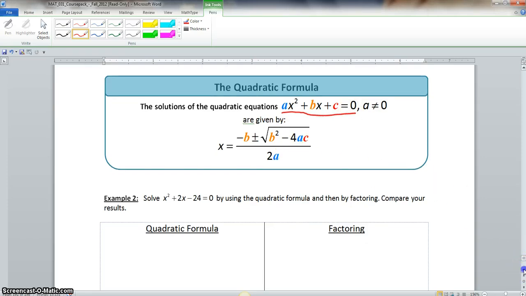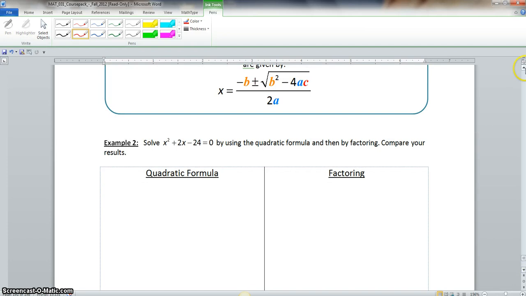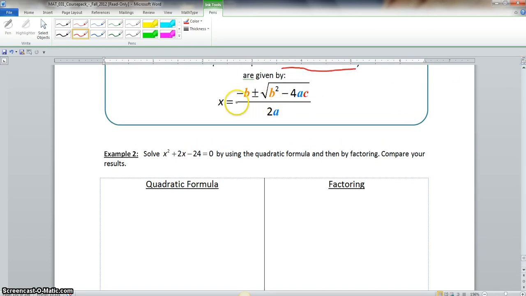Okay, now, one other thing I want you to notice. I want you to notice here that this division bar or fraction bar covers everything in the numerator. That will become important later. So everything in this numerator is divided by 2 times a.